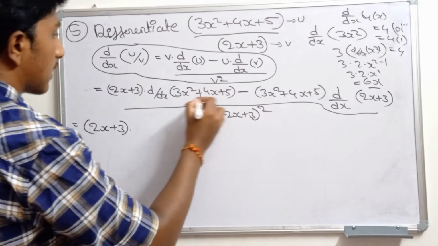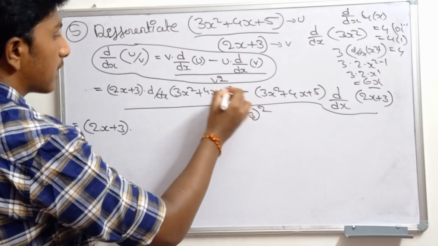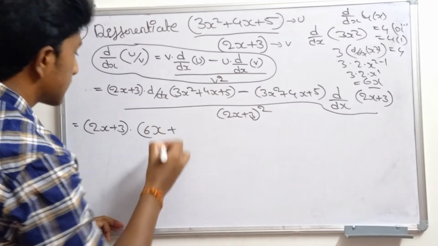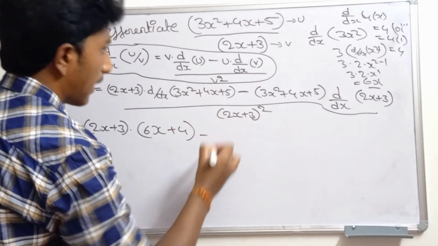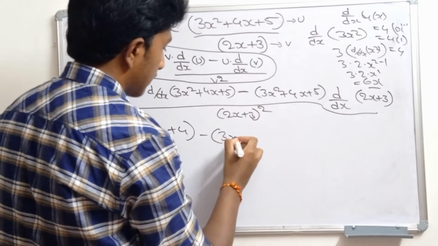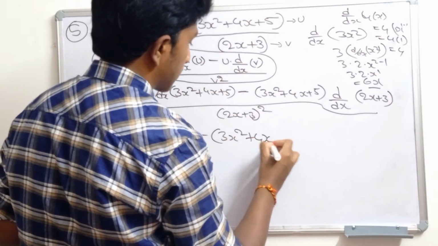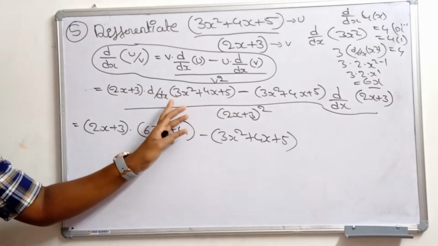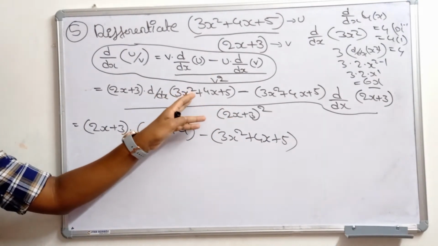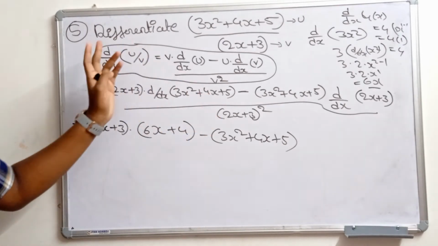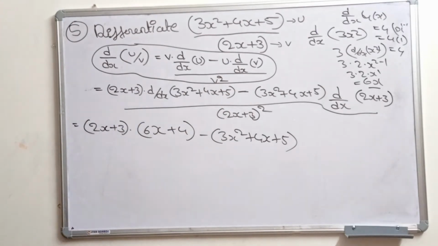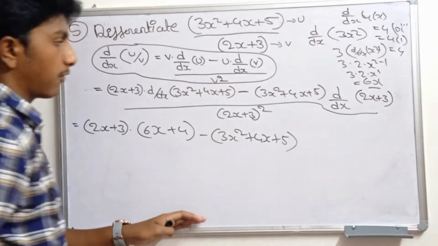When you differentiate the constant term, you will get 0. So we'll get 6x plus 4 minus 3x square plus 4x plus 5. I have told you how to differentiate any kind of polynomial. In the previous sum, I showed differentiating polynomials. That is the reason I explained that sum there, so you get clarity when you are doing this type of huge problems.